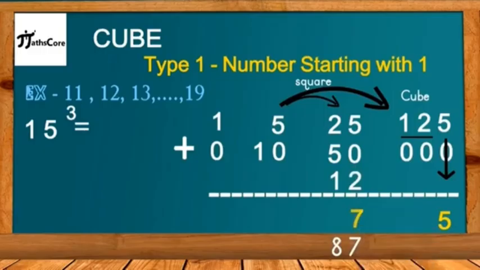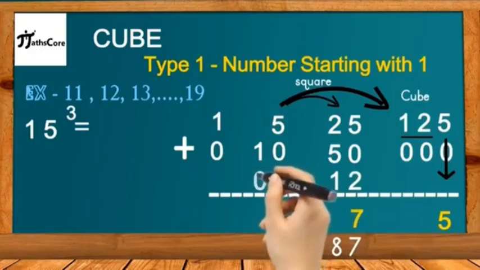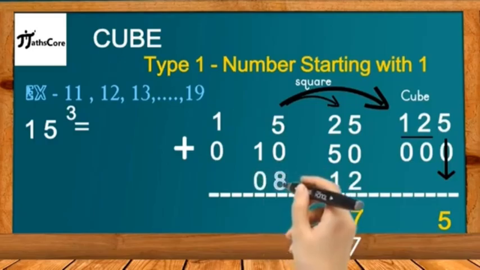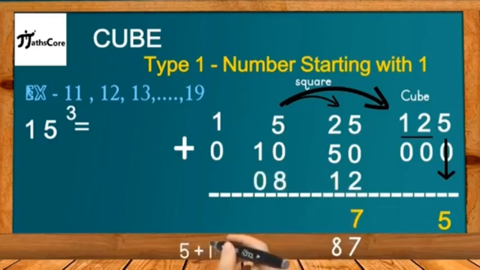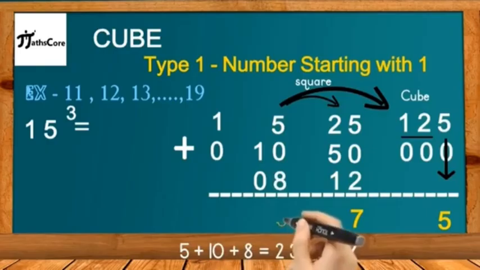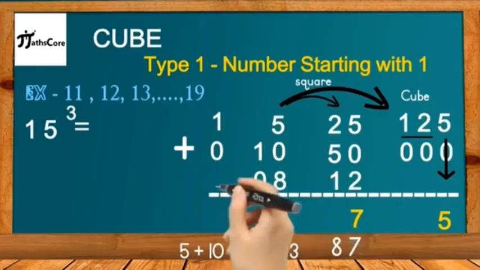If we add 12 to it, the addition of all these is 87. So 7 we will write here and 8 we will take as a carry, and we will add this 8 to the second place numbers. The second place numbers are 5 and 10. So we need to add all these three numbers together, 5, 10 and 8. So 5 plus 10 is 15 and 15 plus 8 is 23.